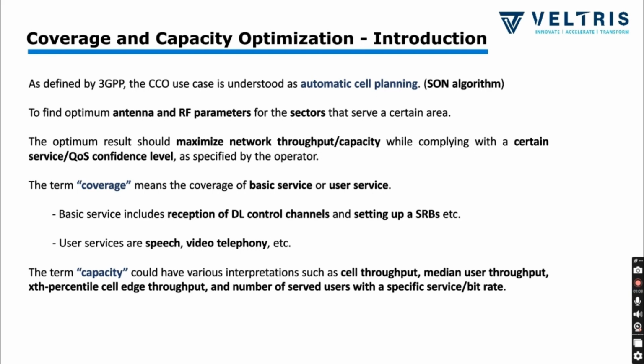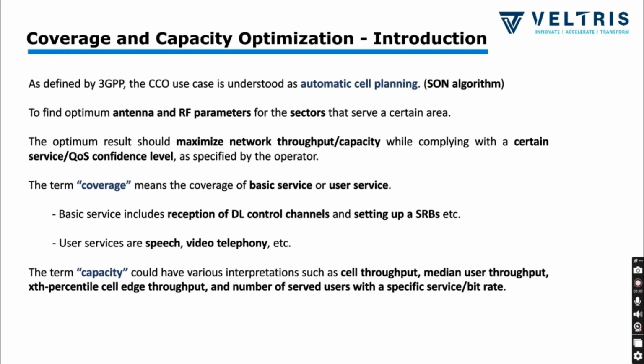As defined by 3GPP, the CCO use case is understood as an automatic cell planning in which the SON algorithm must find the optimum antenna and RF parameters for sectors that serve a certain area for a particular traffic situation. The optimum result should maximize the network throughput or capacity while also complying with a certain set of confidence level of service which is specified by the operator.